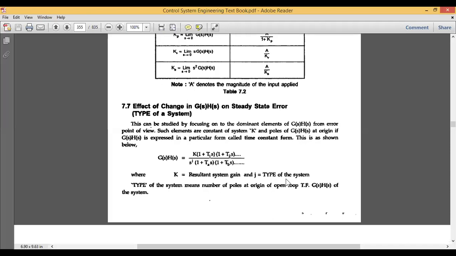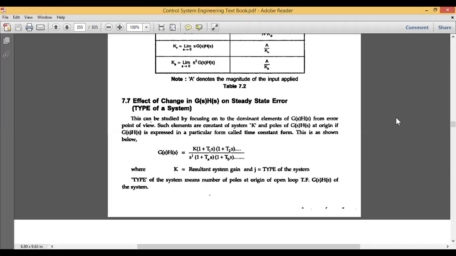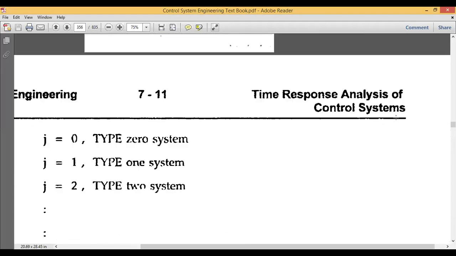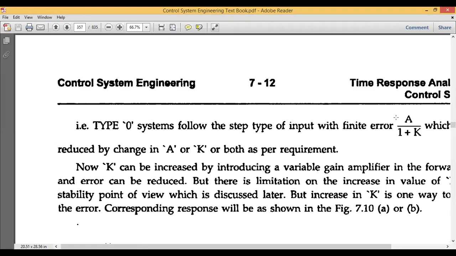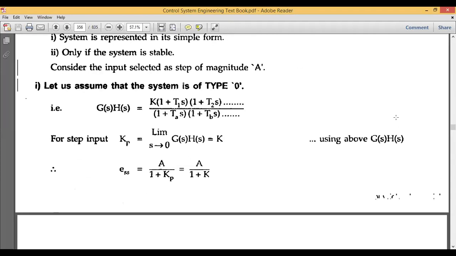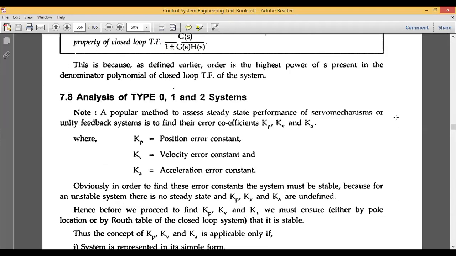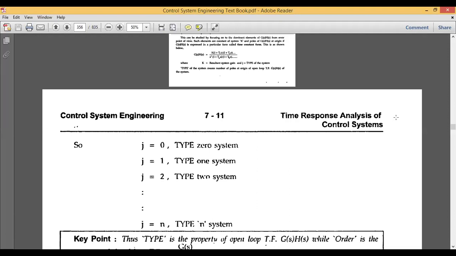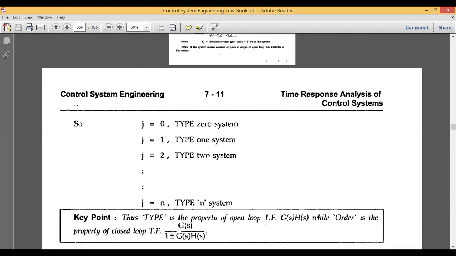Basically, we have various types of system here. They are, if the value of J is equal to 1, or if the value of J is equal to 0, or if the value of J is equal to 2. So if J is equal to 0, it becomes a type 0 system, then type 1 system. If J is 2, type 2 system. If J is n, we represent it by type n system.